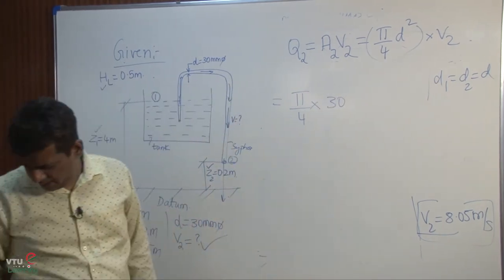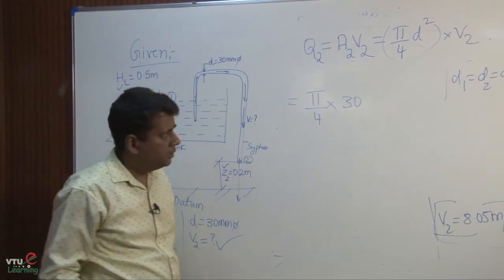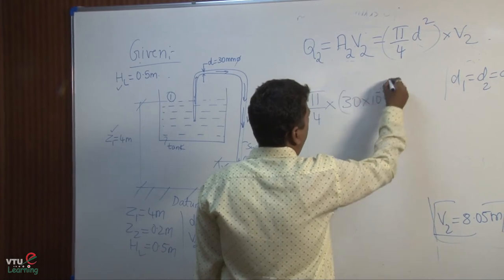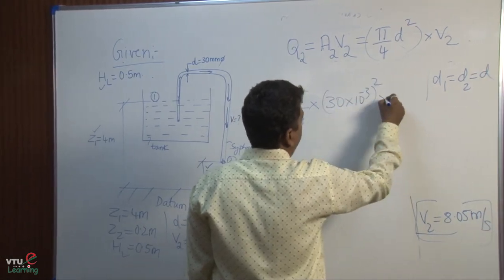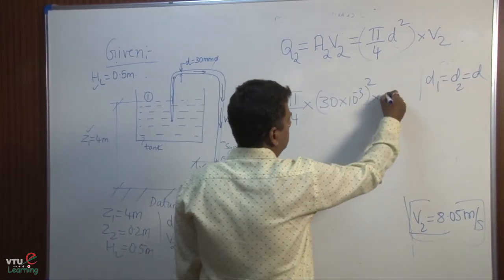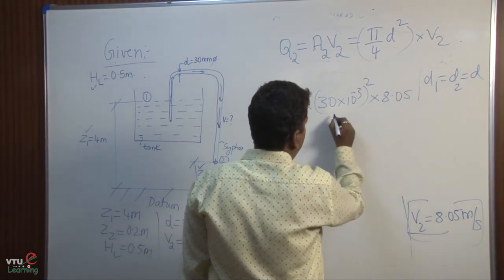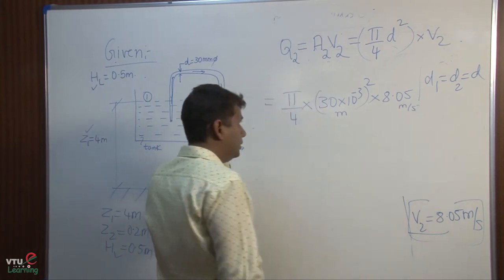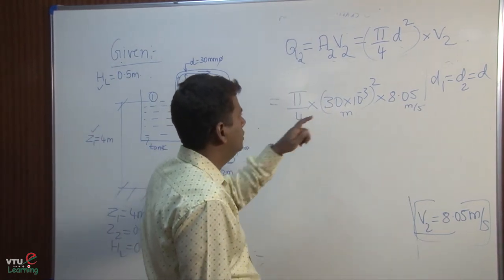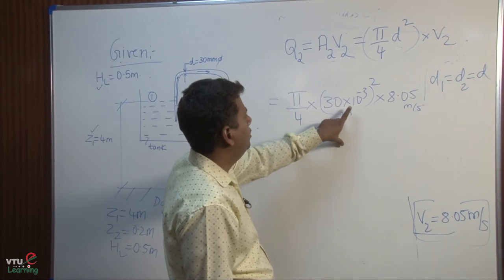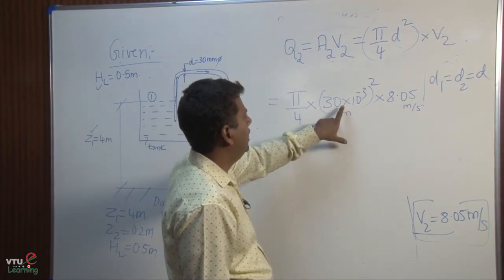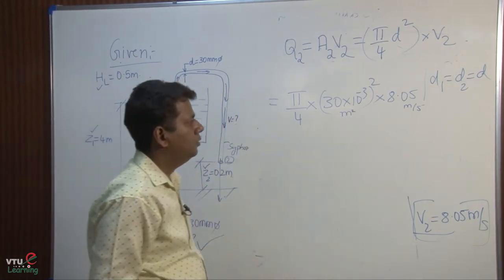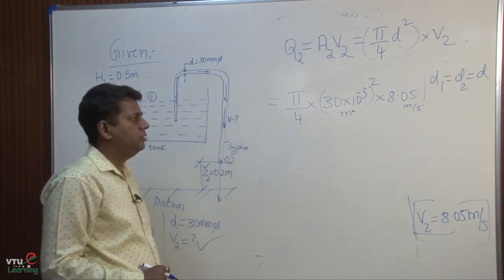30 millimeter means you can directly write 10 to the power of minus 3 whole square, pi by 4 into square, into V2. V2 is 8.05. This is in meters and this is in meter per second, right? So this is 30 into 10 to the power of minus 3 meter. So the diameter is in meter, it becomes meter square, so it becomes meter cube per second.